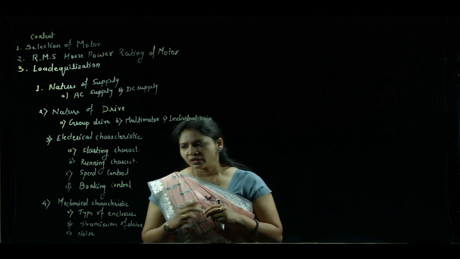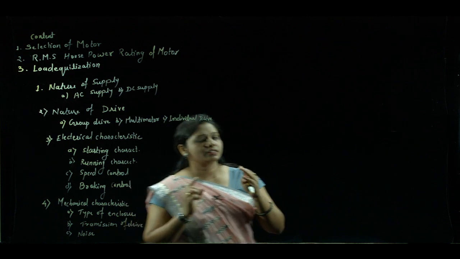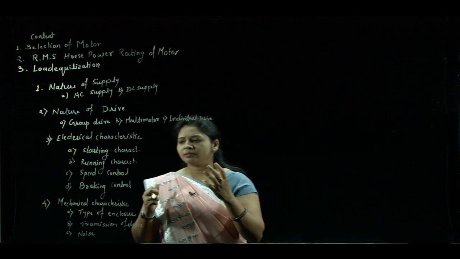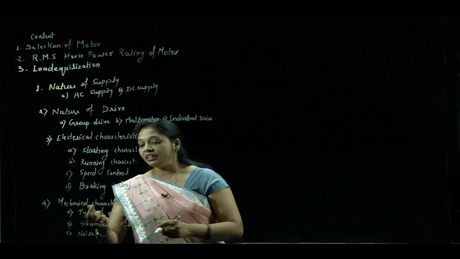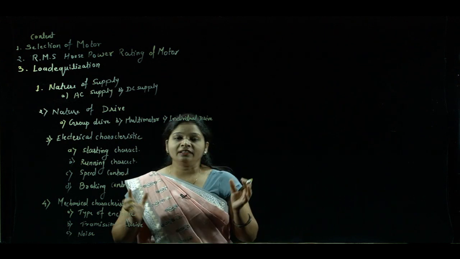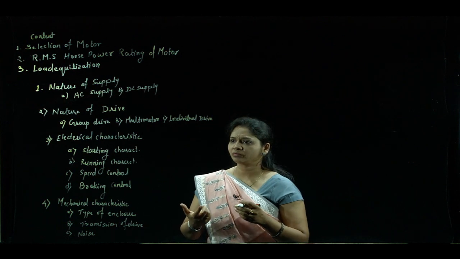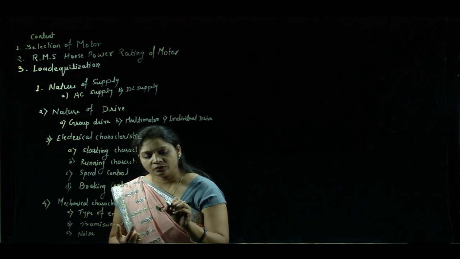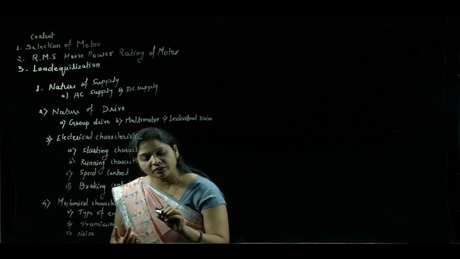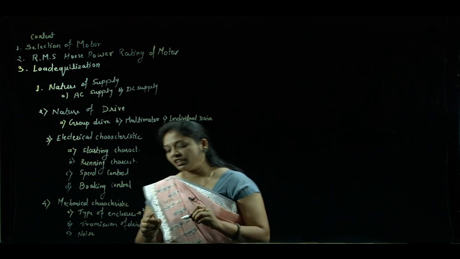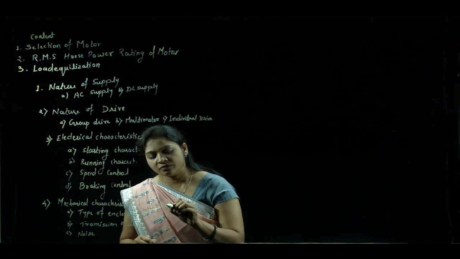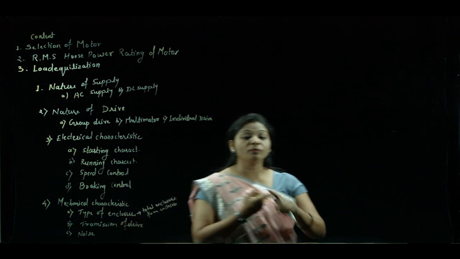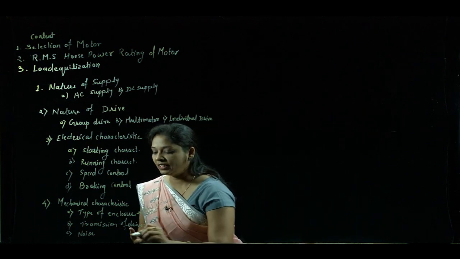First of all, what does enclosure mean? The machine or motor is designed in such a way that moisture will not enter into the machine. The type of enclosure may be total enclosure, semi enclosure, or flame proof. Flame proof means that in case of burning, the motor will not be damaged. Transmission of drive includes V-belt drive and rope drive. So this is also a transmission of drive.